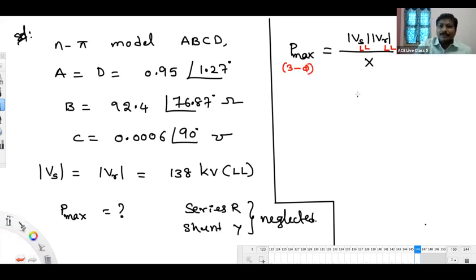Okay, so I'll substitute that. What is the X value? That's the thing we have to do. Vs, Vr, they have given 138. What is the X value? For that X value only, he said some data.